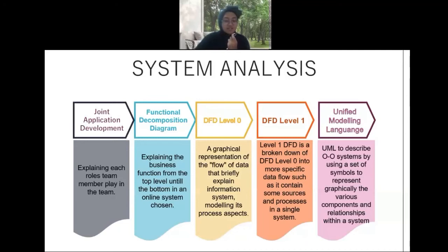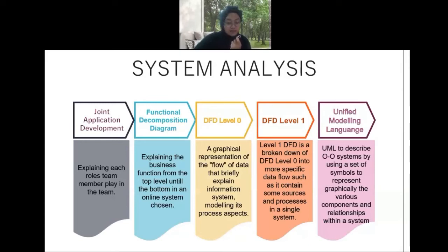So what we'll talk about in detail is JAD, as we will be explaining the roles of each team member in a team. And then FDD, it will be about explaining the business function from the top level until the bottom in an online system chosen, which is Shopee, as we chose earlier. And then DFD level 0 is a graphical representation of the flow of data that briefly explains the information system, the modeling, and its process aspects.